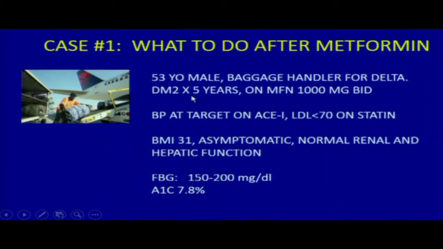So you have somebody, 53, worked for Delta, diabetes for 5 years, did very well when the patient was started on metformin. His hypertension and hyperlipidemia are being well treated. They have no end-organ complication, and he is overweight, obese, like most of the patients with diabetes, with a BMI of 31. Blood sugar is 150, 200. Hemoglobin A1C is 7.8. This is about half of the patients that we see in the clinic. So the question is, he's failing control. What do you do next?